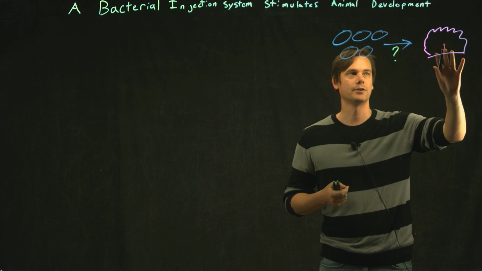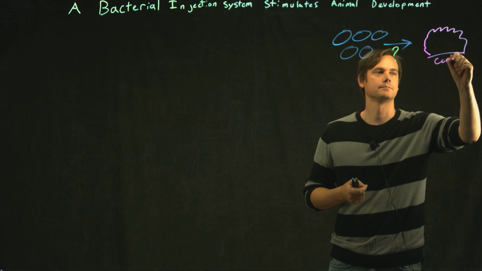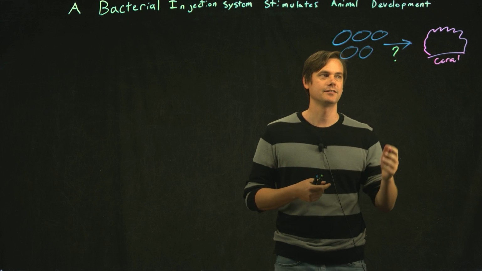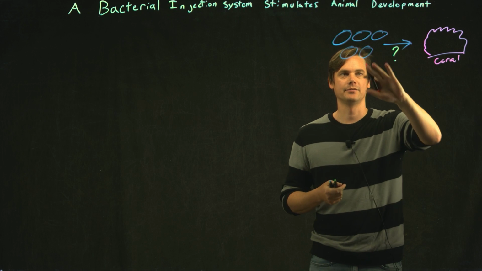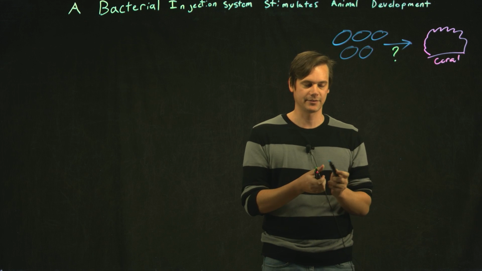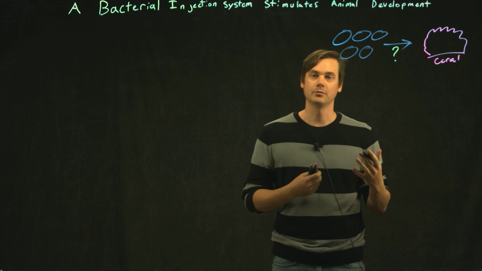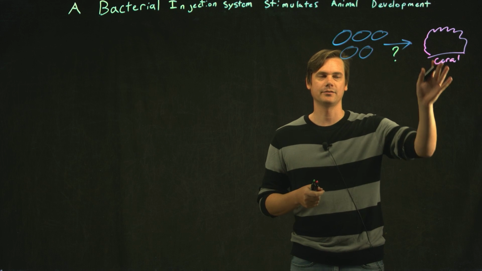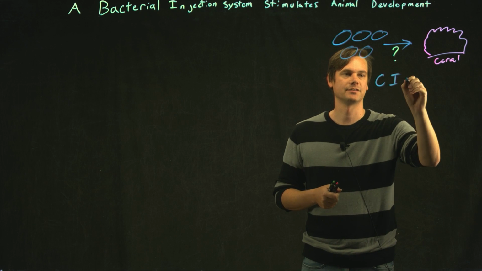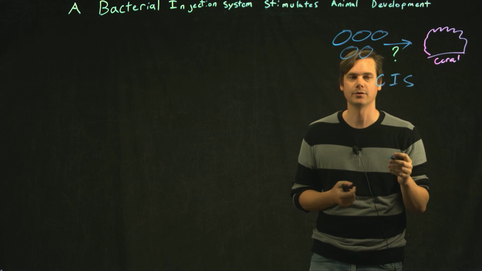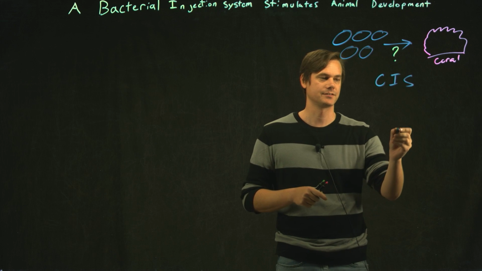So this is a coral, and corals are known to require bacteria to undergo metamorphosis. And what we're curious in answering is how is that occurring? One of the things we've discovered is that some of these interactions are taking place through contractile injection systems. And so what are contractile injection systems?